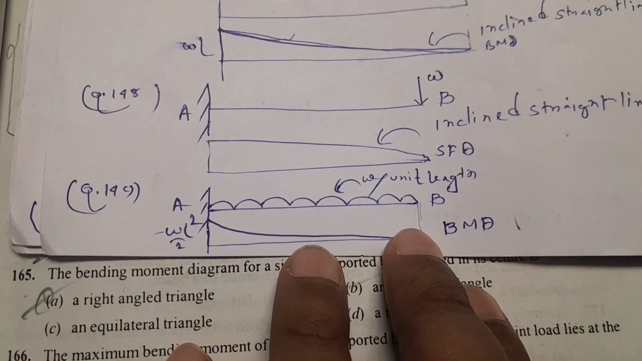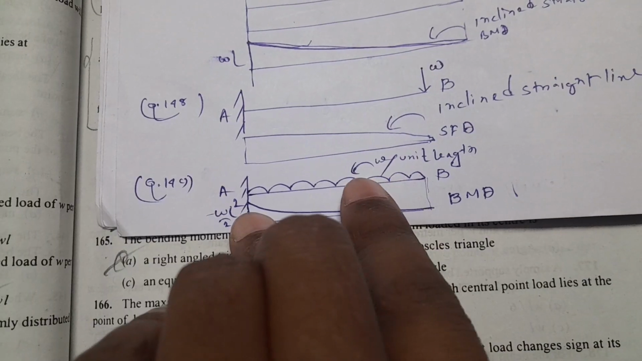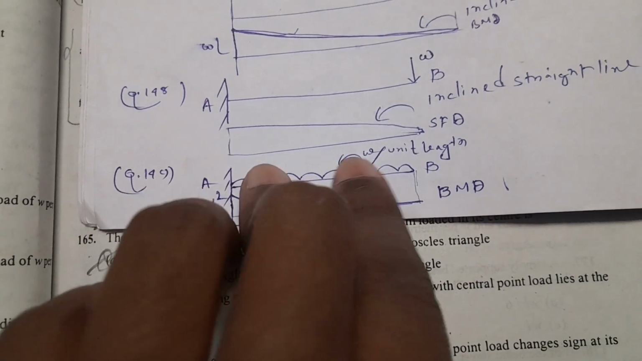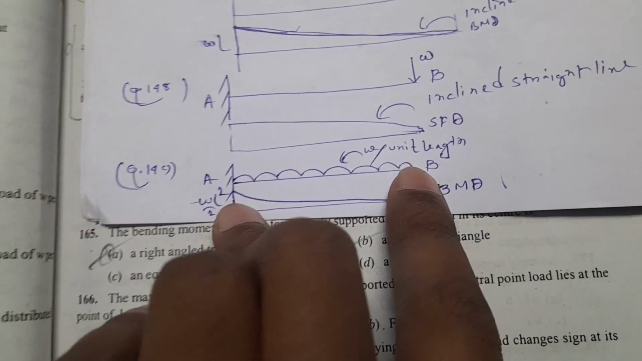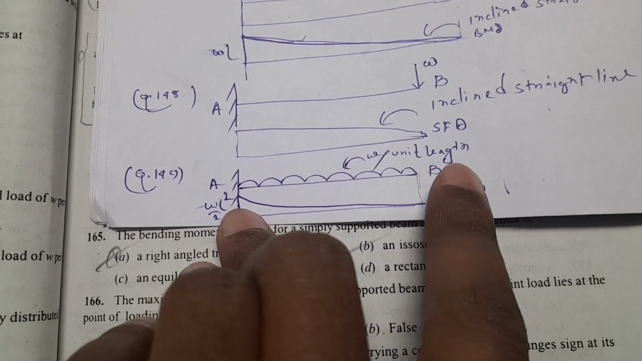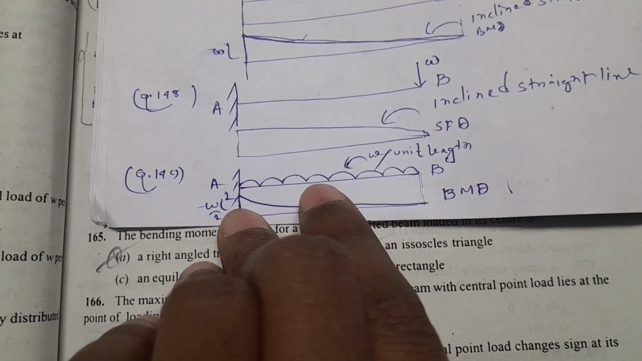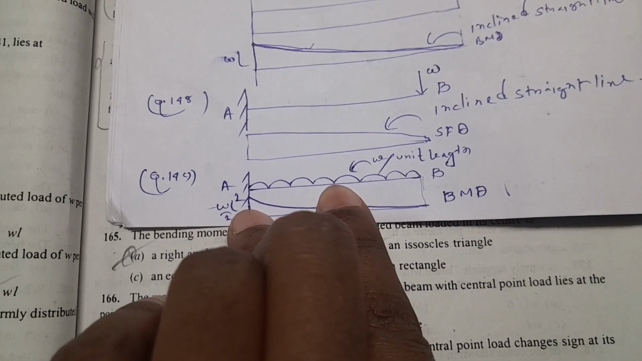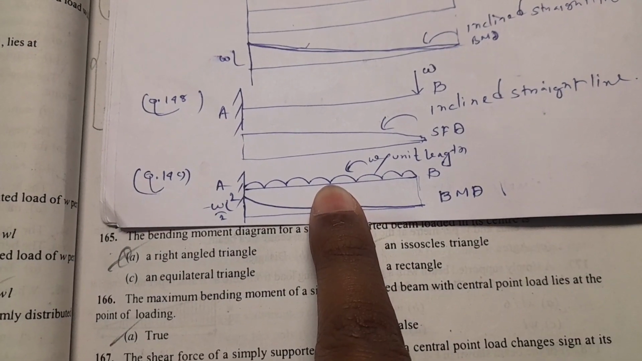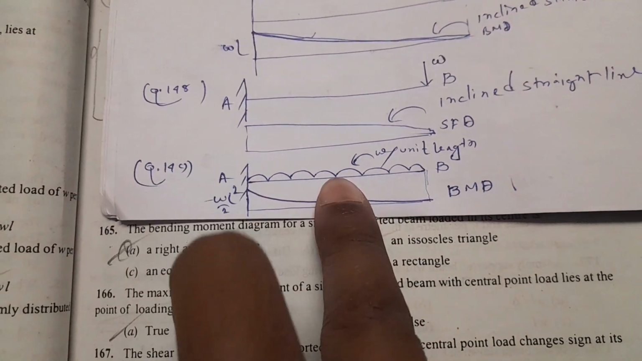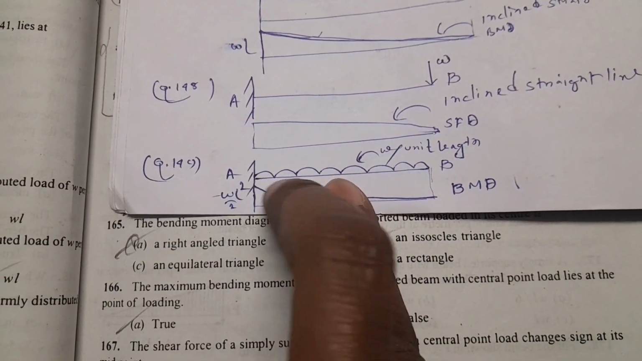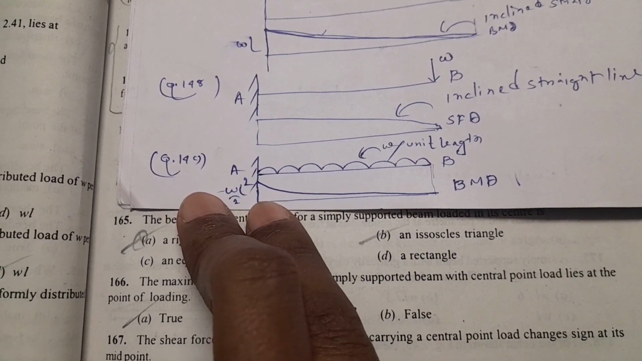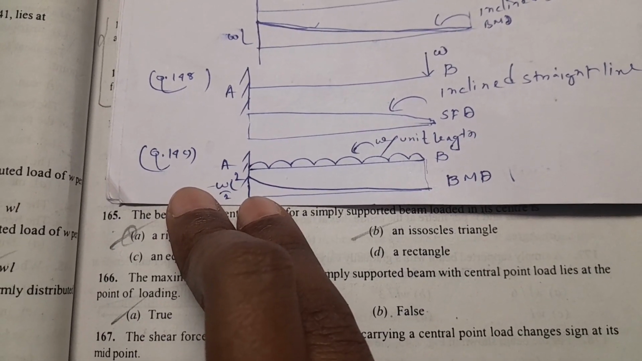We know bending moment is the product of force into distance. So this is the UDL load, W per unit length, and we know the length of this beam is L. So the total load will be W into L. And we know the uniformly distributed load UDL acts at the center point of the load, so the load will act at this point, L by 2. To get the bending moment, we have to multiply this force W into L with the length L by 2. So we will get the moment WL square by 2 at this fixed end, and the bending moment diagram will be parabolic.